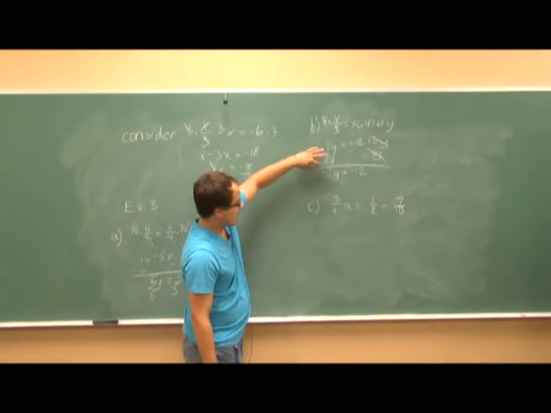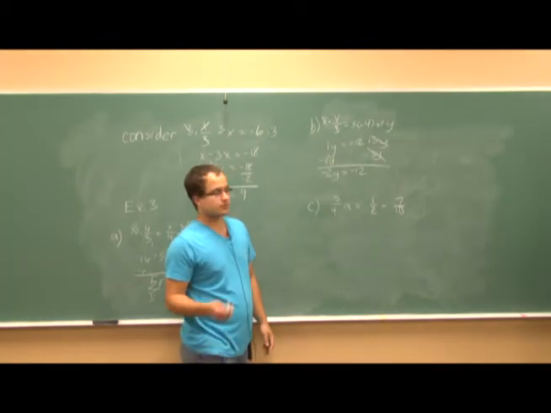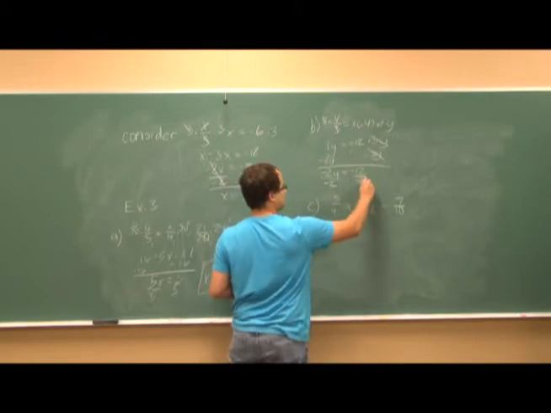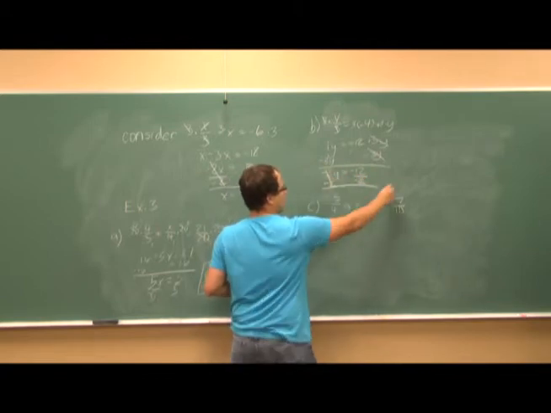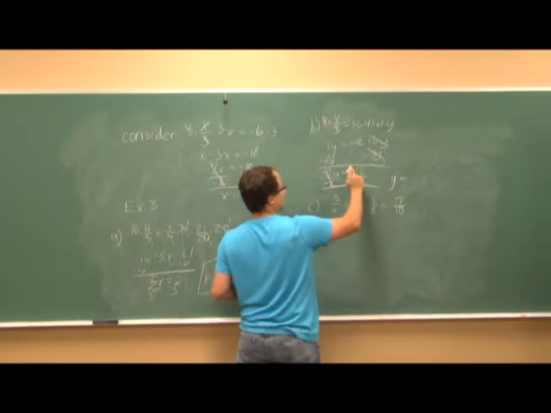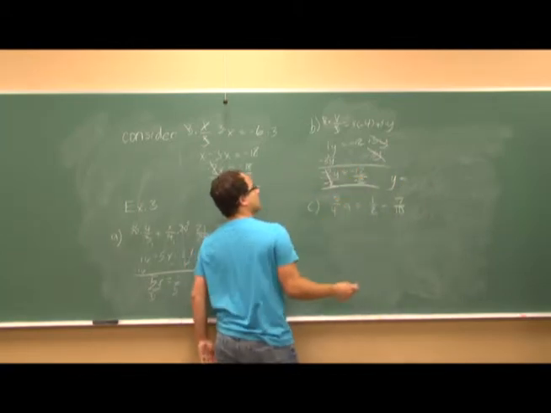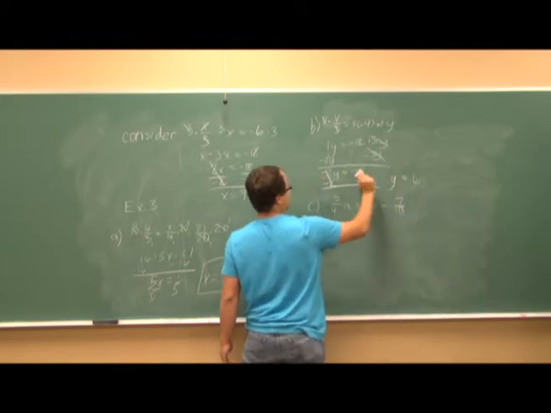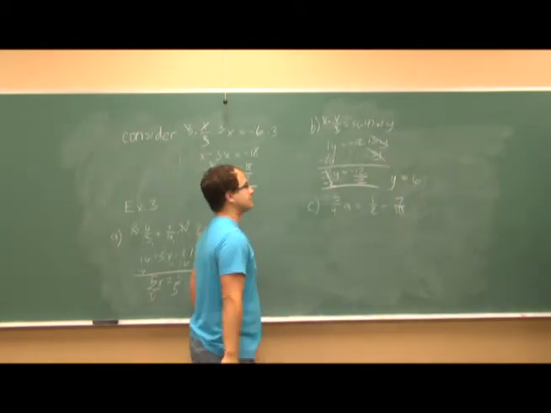Now I have negative 2 times y. So I have to divide by negative 2. And y equals, well, negative 12 divided by negative 2. Well, that's positive 6 because a negative and a negative make a positive.